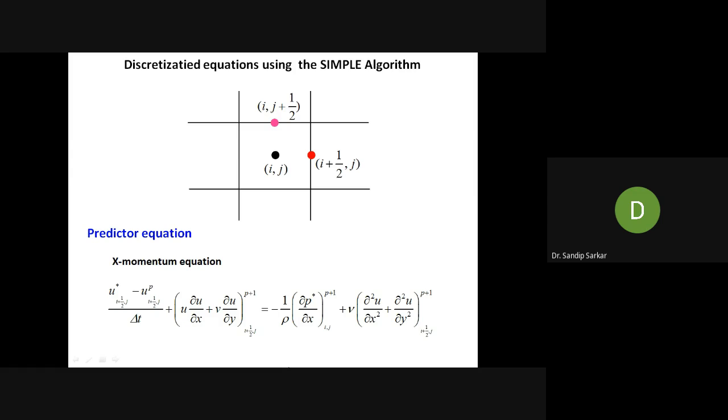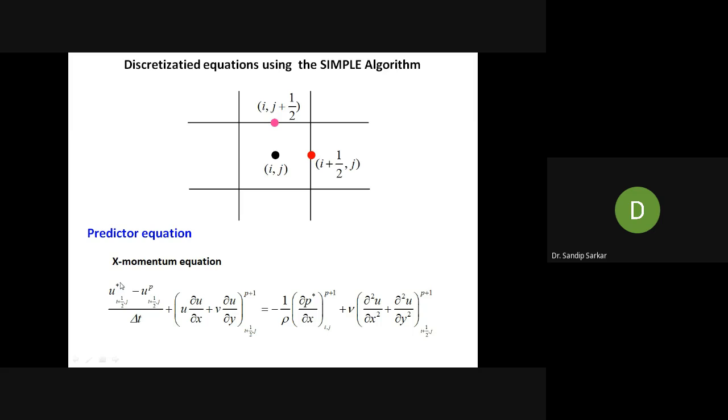Now let us start with our predictor equation. In the x momentum equation, we have a predictor equation of the form: u star minus u p by delta t plus u del u del x plus v del u del y at p plus 1 level, equals minus 1 by rho del p star del x at p plus 1 level plus nu times del 2 u del x2 plus del 2 u del y2 at p plus 1 level. This is the predictor equation for the x momentum equation. So u star is the predictor velocity.